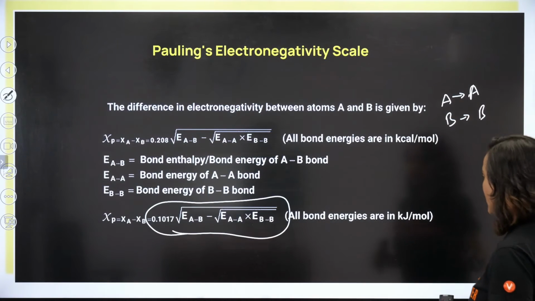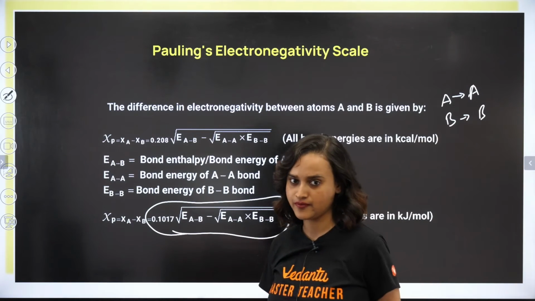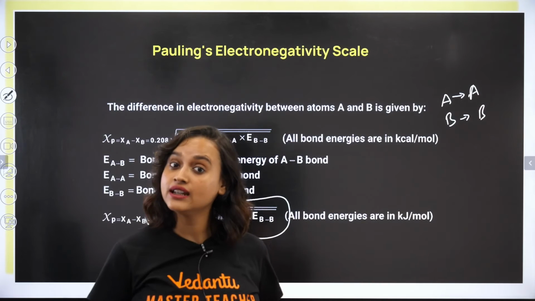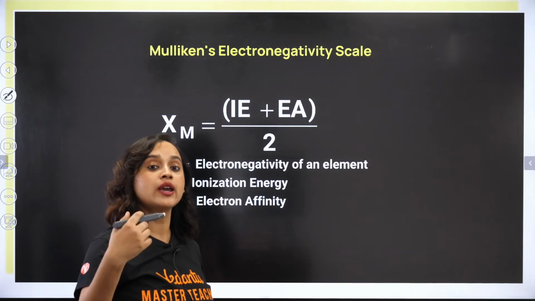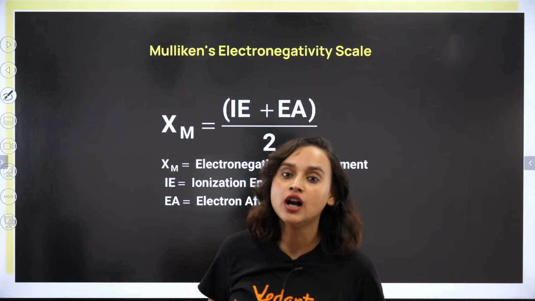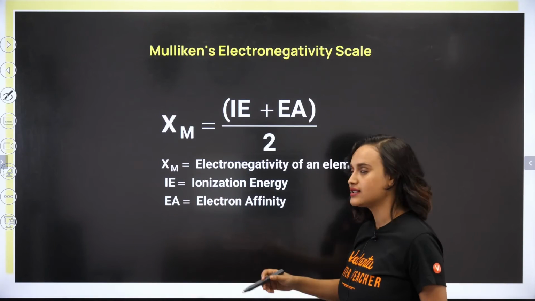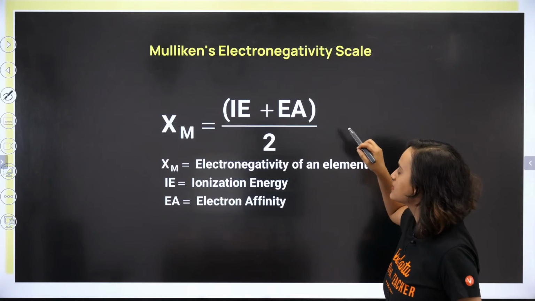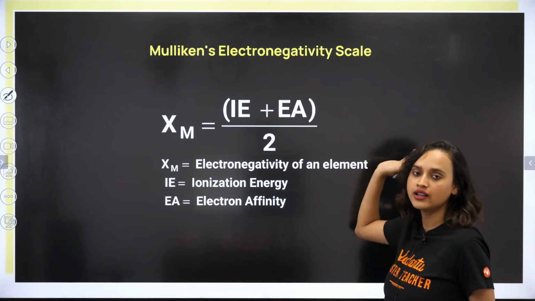Now, remember, all bond energies are in kilojoule per mole. This was not the only scale. There was another scientist whose name was Mulliken. Mulliken also came up with his own idea of measuring electronegativity. He said that ionization energy plus electron affinity divided by 2 will give us electronegativity.